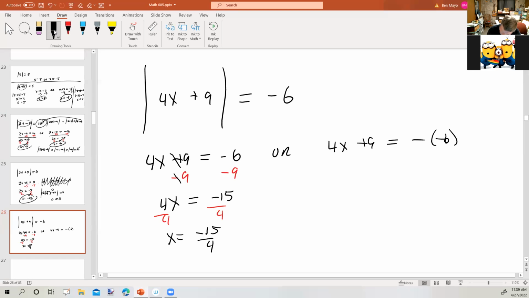On the other side, 4x plus 9 equals the opposite of negative 6, which is positive 6. We'll subtract 9 from both sides. 4x equals negative 3. We'll divide both sides by 4. x equals negative 3 fourths. Okay. So we've got two potential solutions.